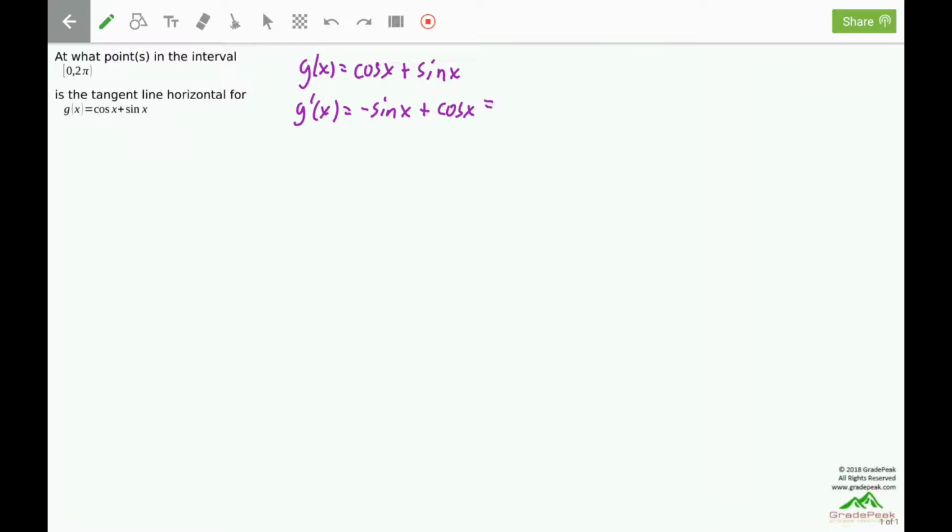We want to find where it's a horizontal tangent, or has a slope of 0, so we're going to set that equal to 0 and solve for all the x's, and keep only those that are in the 0 to 2π interval, with 0 included and 2π not included because of the round bracket. So we need to find where negative sine plus cosine equals 0, or negative sine equals negative cosine. Cancel the negatives out, and it's equivalent to finding where sine equals cosine.